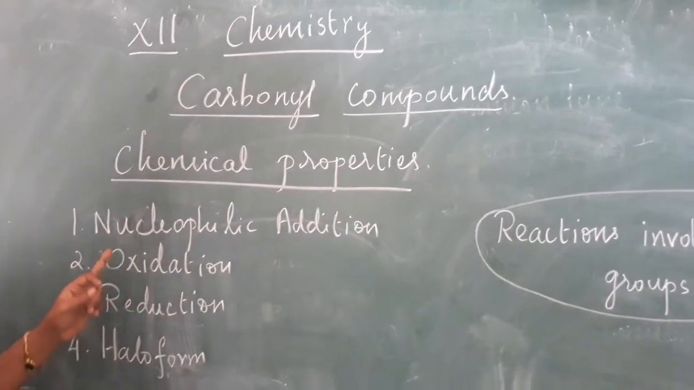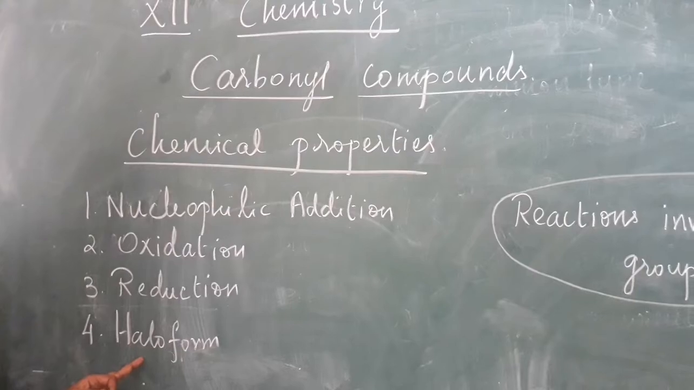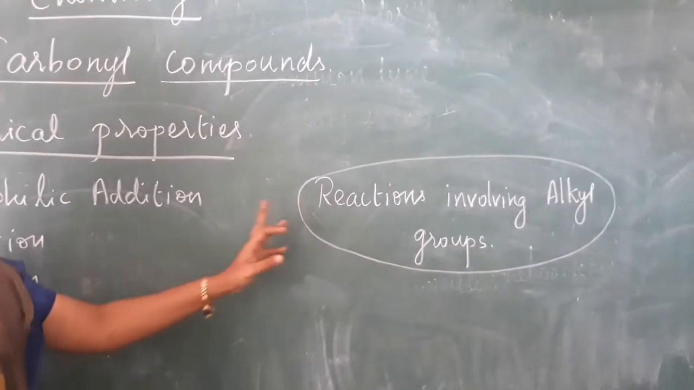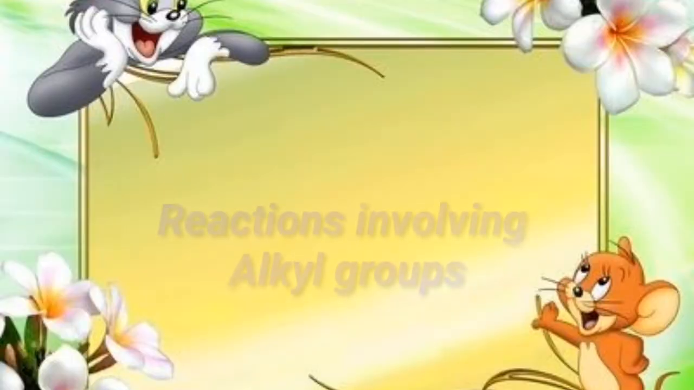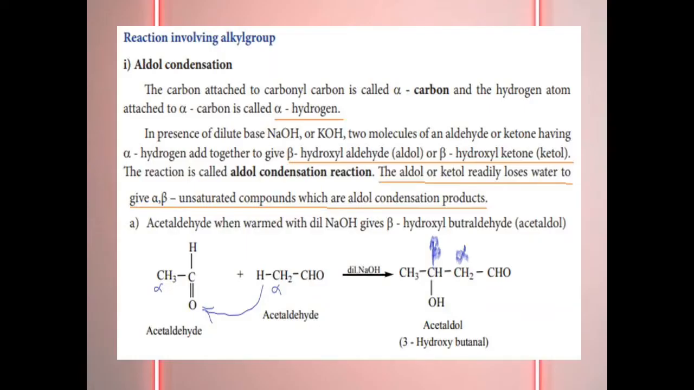Carbonyl compounds: nucleophilic addition, oxidation, reduction, haloform. Today we are going to see the reactions involving alkyl groups. Aldol condensation. This type of reaction is undergone by compounds which possess alpha carbon and alpha hydrogen.